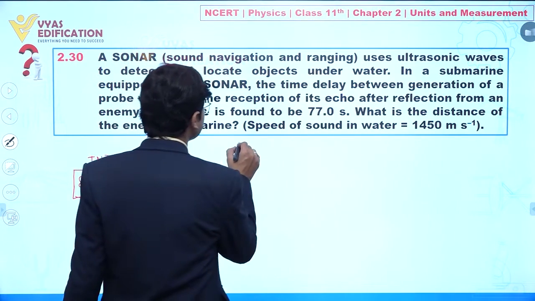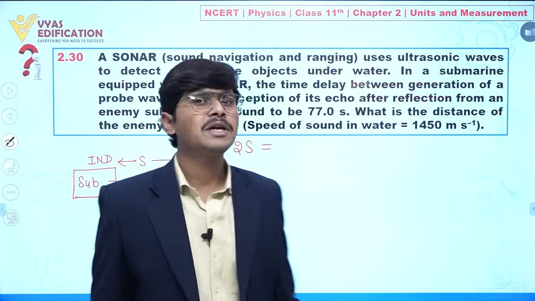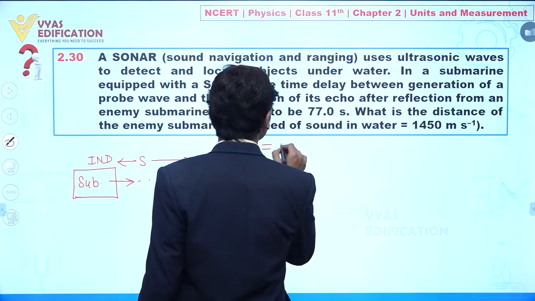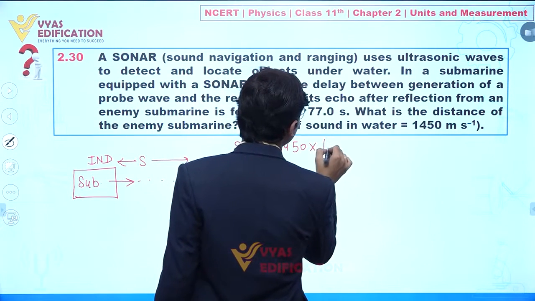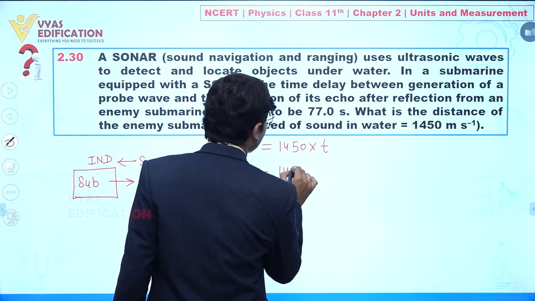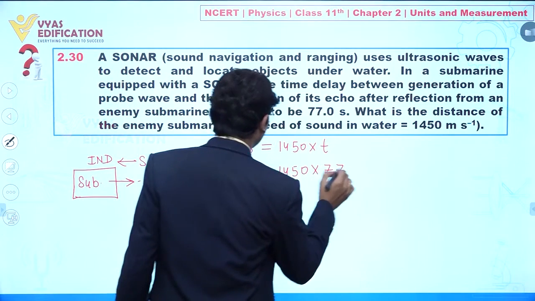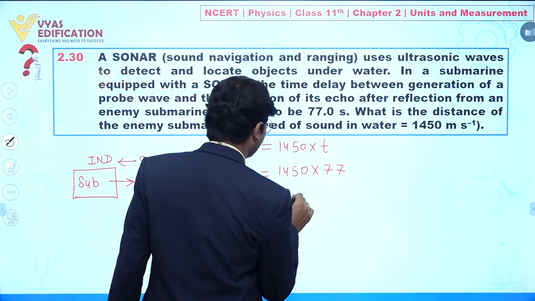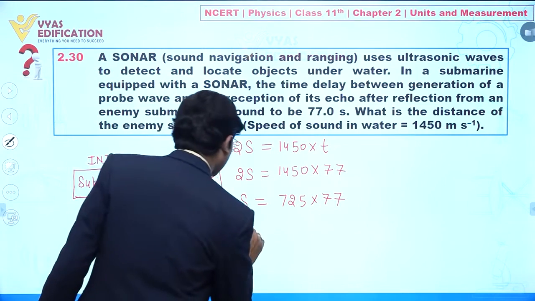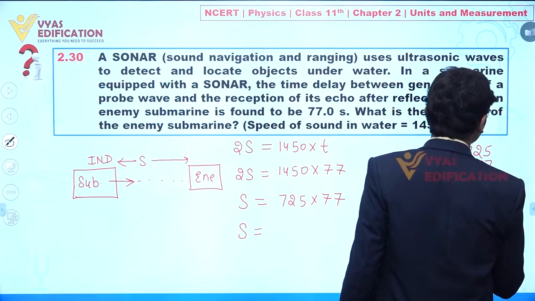So what is the total distance covered? Total distance covered is equal to 2s, and this is equal to the speed of the sound wave in water multiplied by time. The speed of the sound wave is 1450 multiplied by time t. So 2s is given by 1450 multiplied by time. Time is given to you as 77 second. So the value of s is given by 725 multiplied by 77.